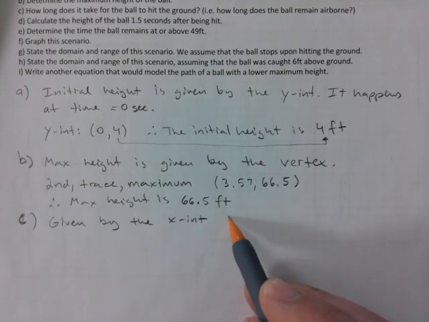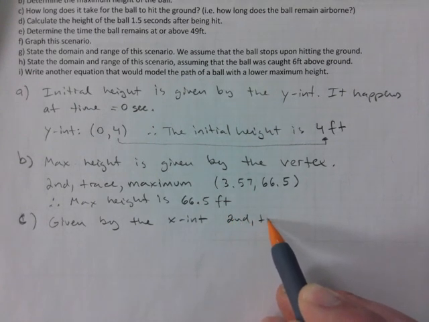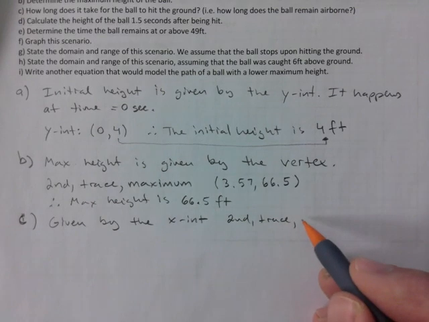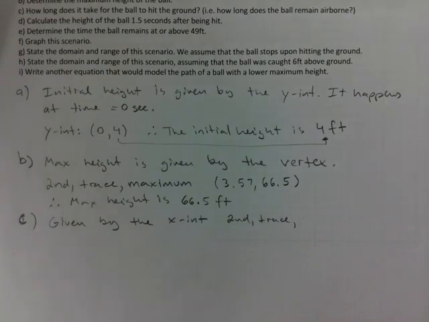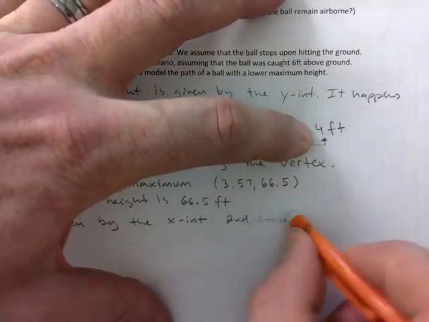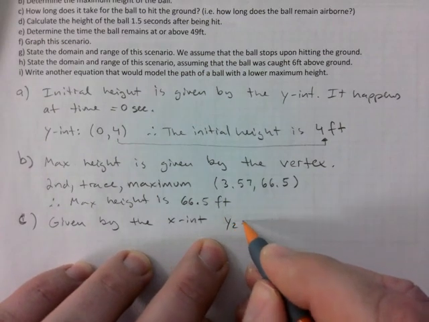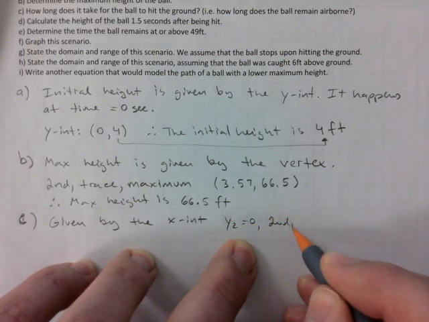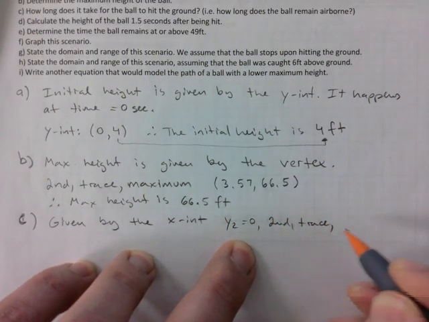So I'm going to use second trace. Oh, I forgot something. Y2 is equal to 0, right? I'm assuming, I bet, Y2 is equal to 0, and then I'm going to go second trace intersect.